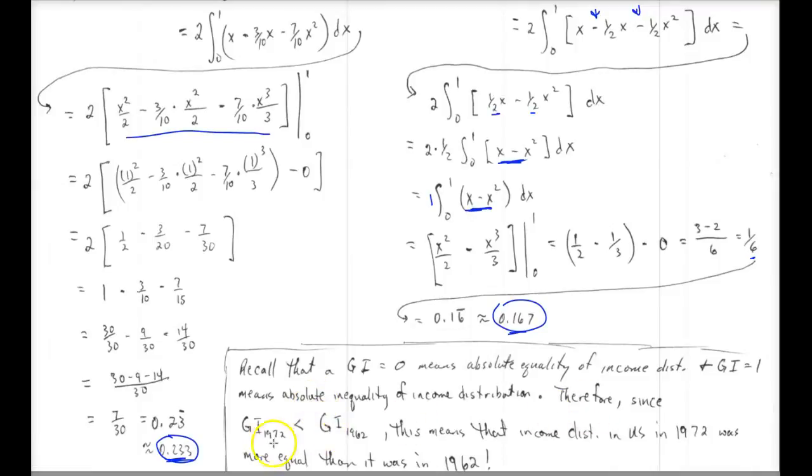So here we see that in 1972, the Gini index was lower than in 1962. So this means that the income distribution in the U.S. in 1972 was a little bit more equal than it was in 1962, because of course the gap in between the ideal function or the curve of equality and the actual curve was actually less here, because this number is smaller than it was here. And so that's how you would interpret that.